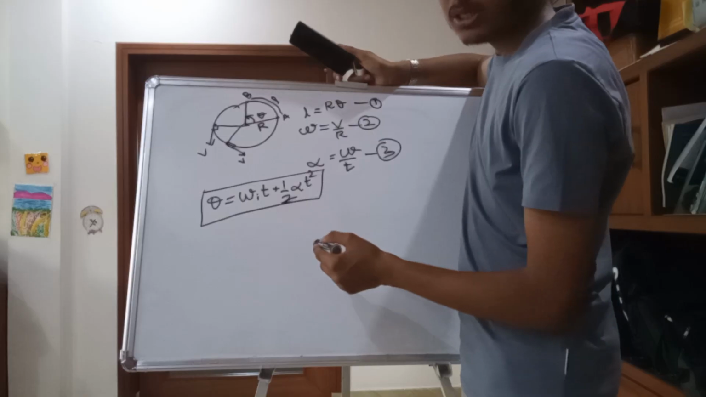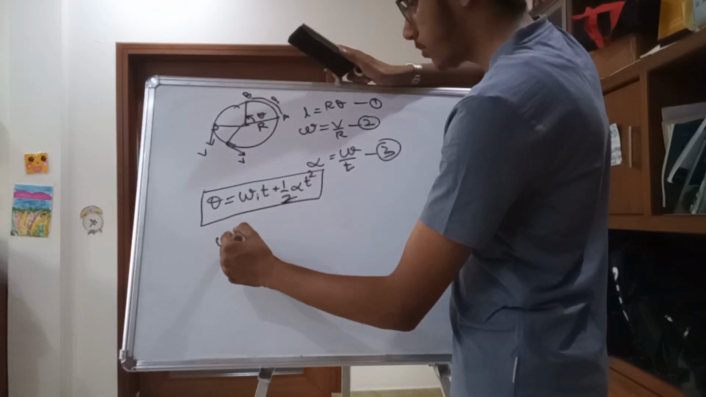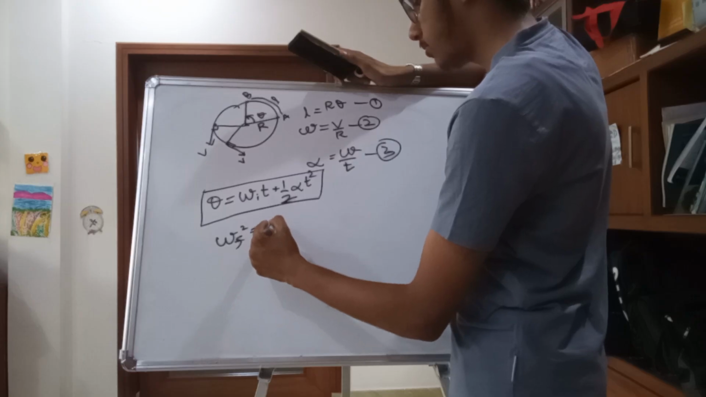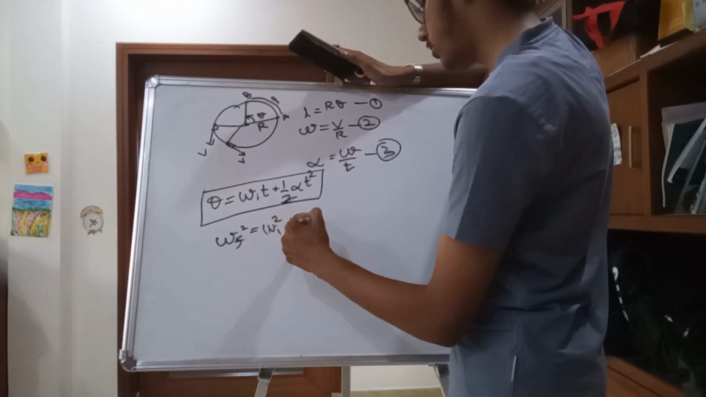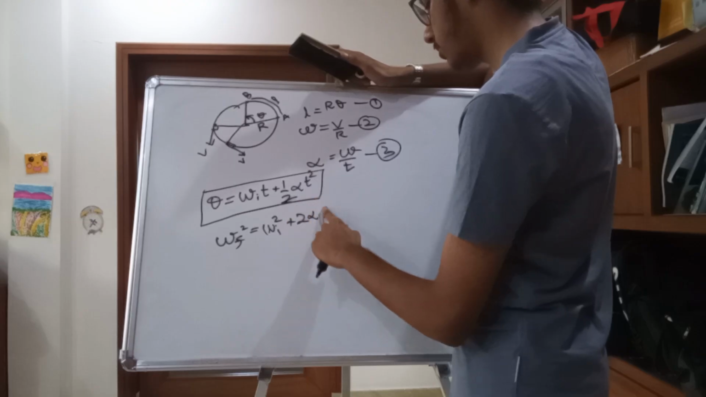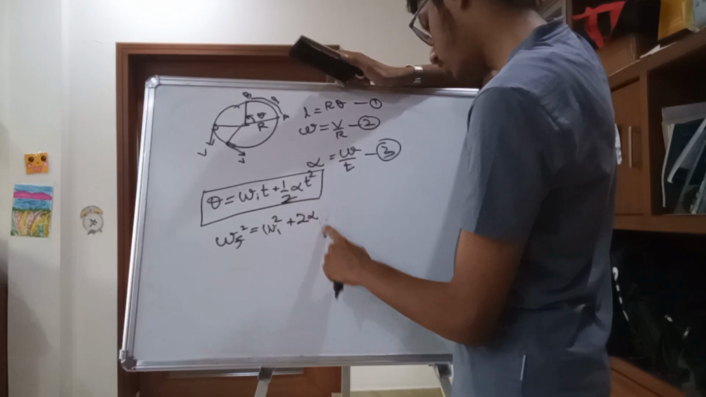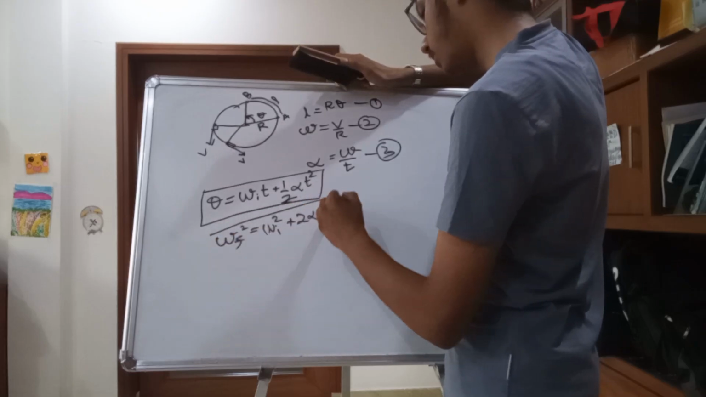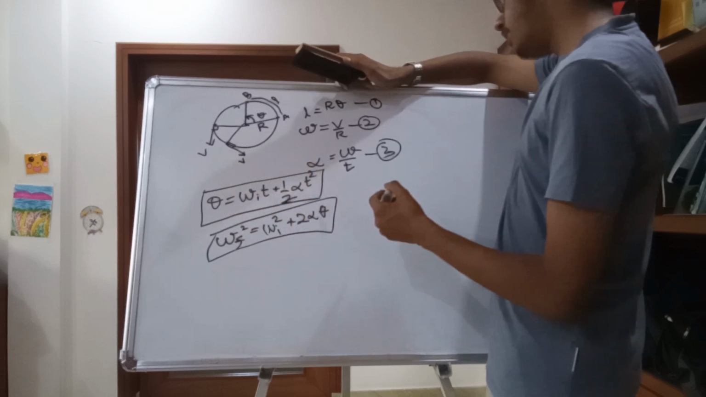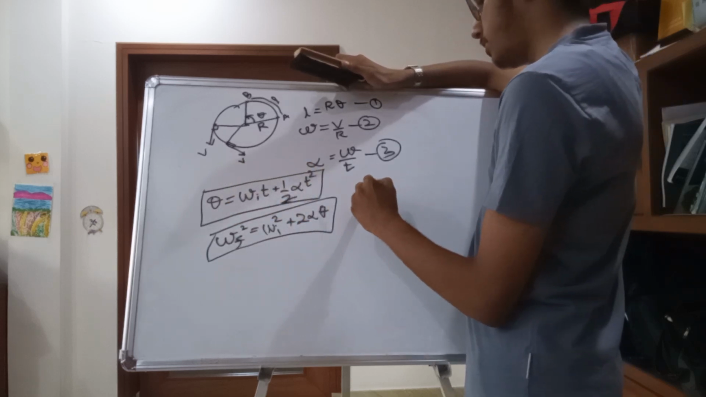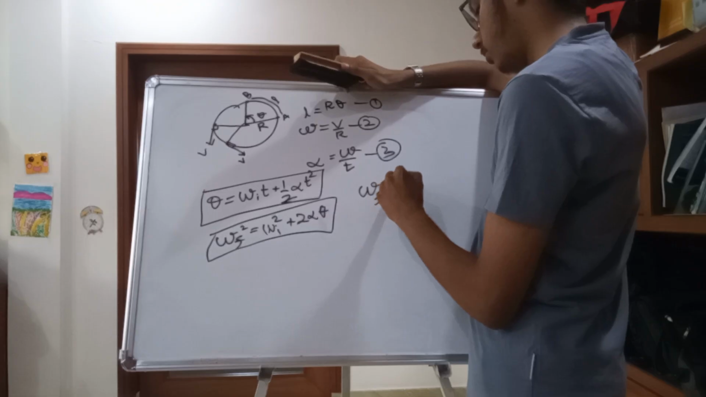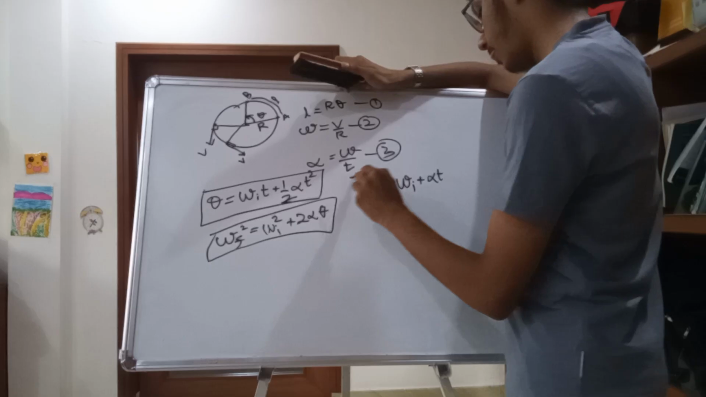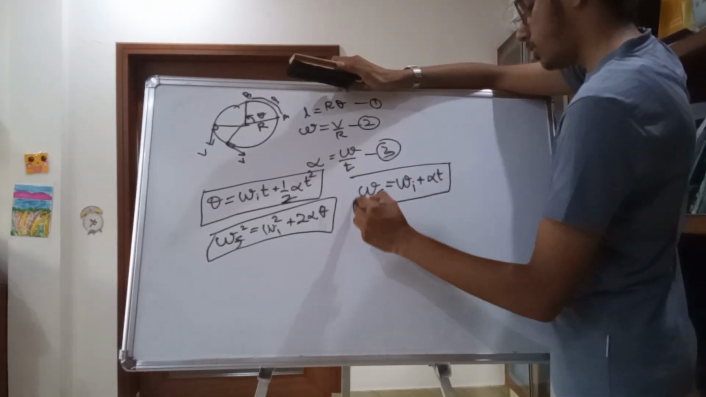Now another, v square is equal to u square plus 2as. So we can take omega final square equal to omega initial square plus 2 alpha into theta. Okay, this is one relation that you need to know. And thirdly, v is equal to u plus at, so omega final equal to omega initial plus alpha into t. This is also one relation that you need to know.